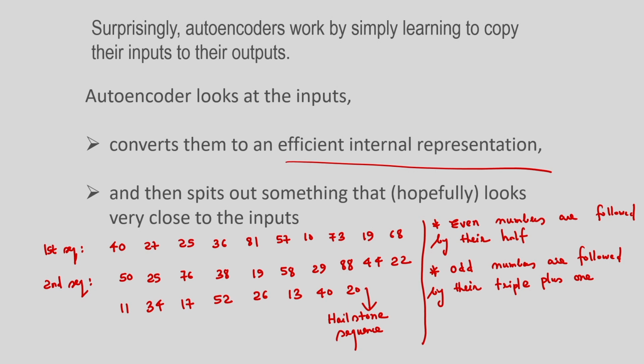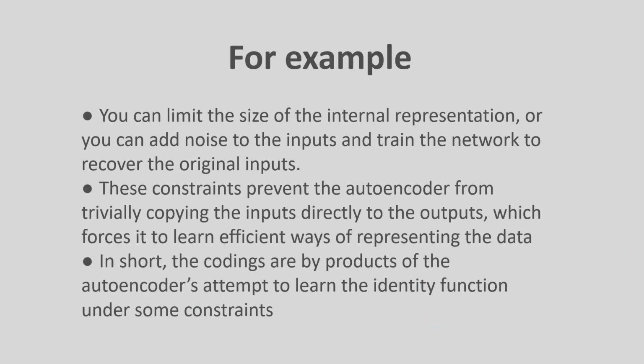But in the first sequence, there are no rules. So in the second sequence, the important point is the existence of a pattern. That is nothing but that efficient internal representation. That is one example of why autoencoders can be used for efficient internal representation of data. So here you can see, you can limit the size of the internal representations, or you can add noise to the inputs and train the network to recover the original inputs.